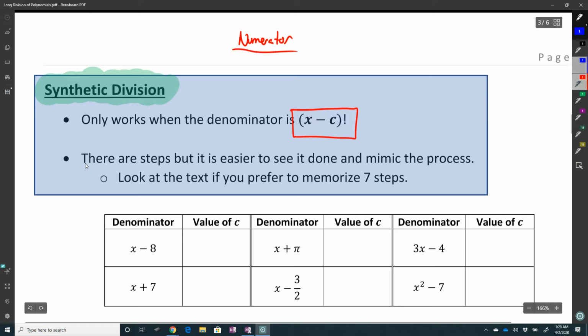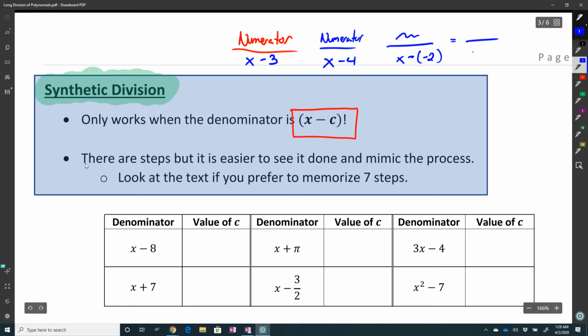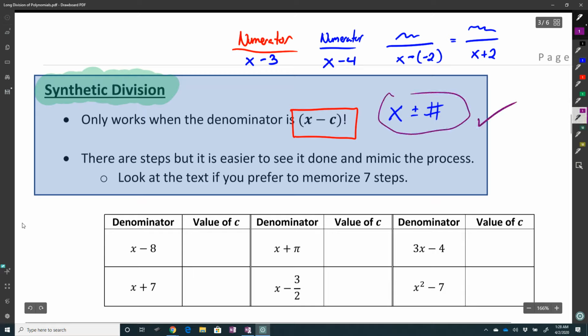But your denominator has to be, for instance, x minus 3, or it can be x minus 4, or it can be x minus negative 2. But what is x minus negative 2? That's just x plus 2. So as long as you have something that looks like x plus or minus a number, then this synthetic division will work. It only works in that case. So let's look at this first example.